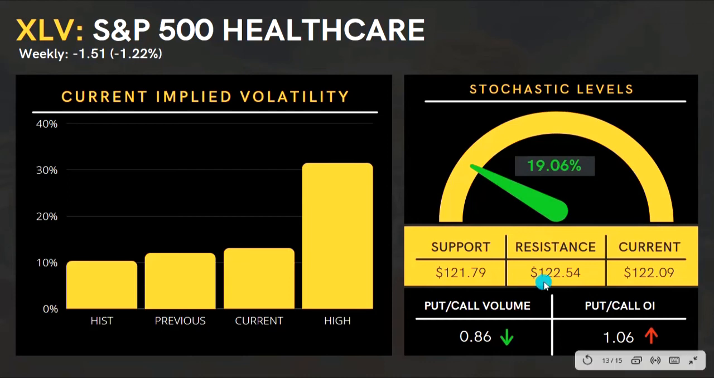As you can see, our put to call volume ratio is showing us that at a 0.86, far more calls were traded last week than puts. However, we do still have a certain amount of puts open out on the market. I do believe we will see this number come in lower by the end of the week, and we'll be able to see the XLV take off.